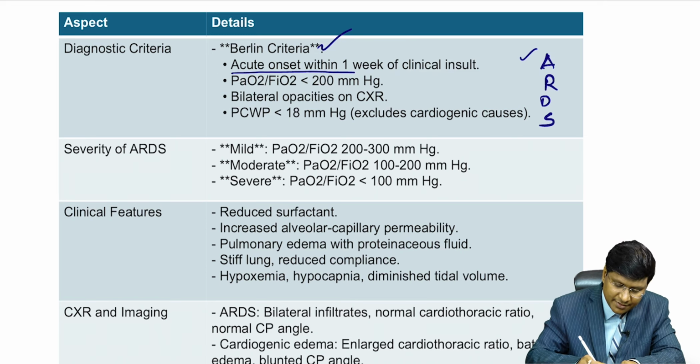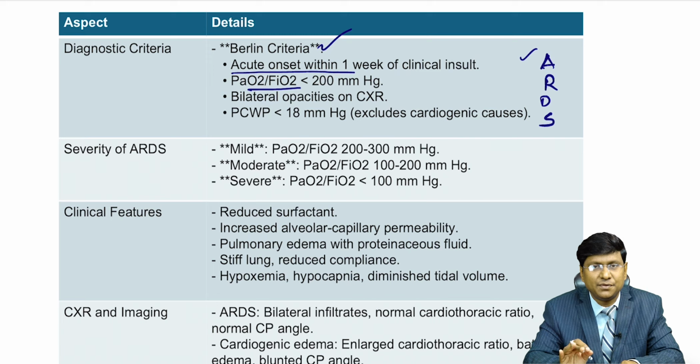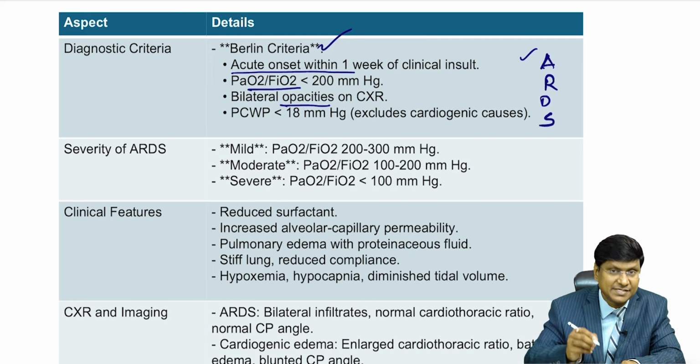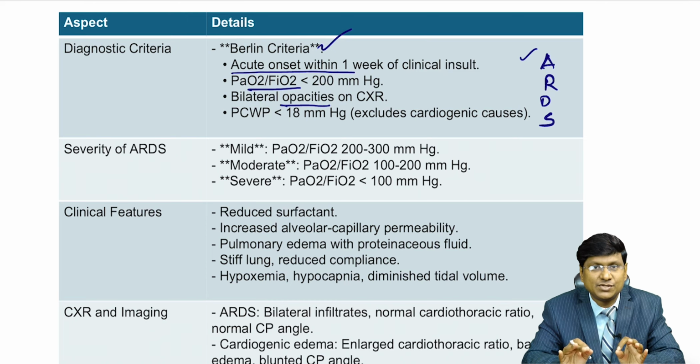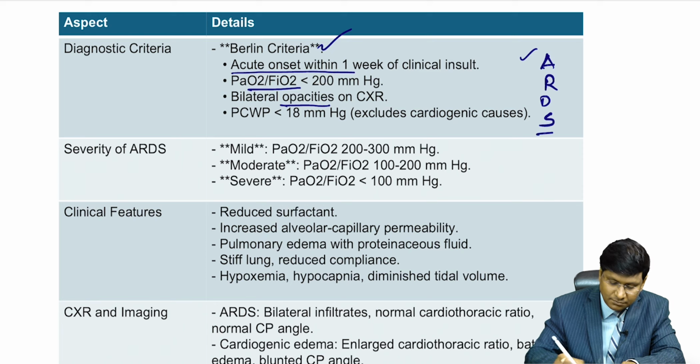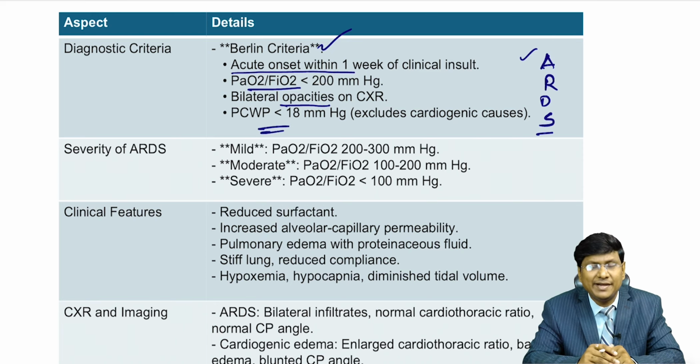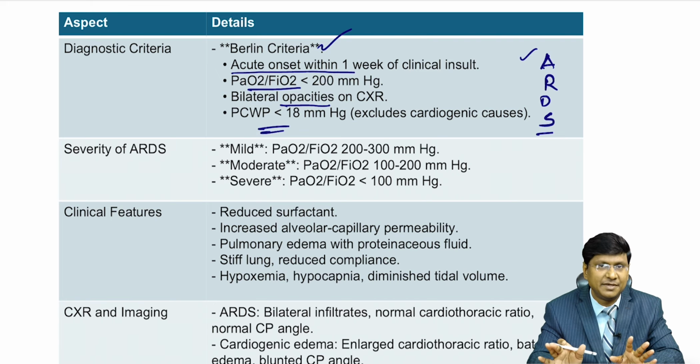R stands for reduced PaO2 by FiO2, where the value is less than 200. D stands for the presence of bilateral opacities on the chest X-ray, so diffuse bilateral opacities. S stands for the Swan-Ganz catheter measuring the pulmonary capillary wedge pressure, which is less than 18 millimeters of mercury, which is normal. So the pulmonary edema that you will have here is non-cardiogenic pulmonary edema.